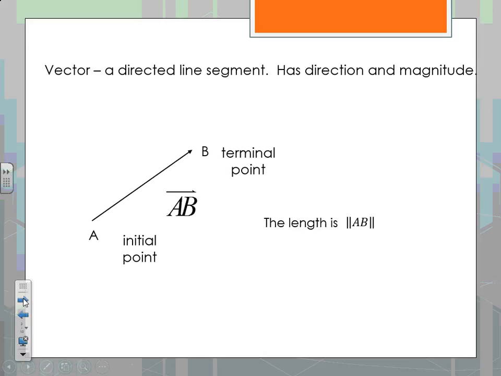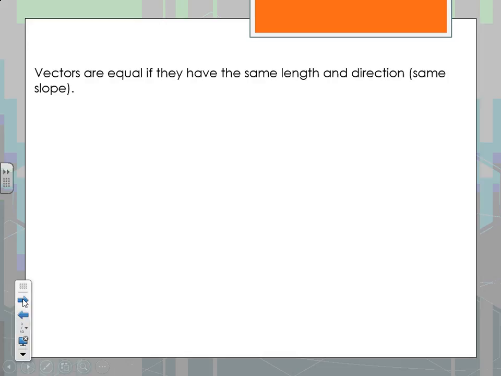The length is notated by those double bars. And what do we call the length? Its magnitude. The direction is basically the angle from the positive x-axis. Okay, vectors are equal if they have the same length and the same direction.